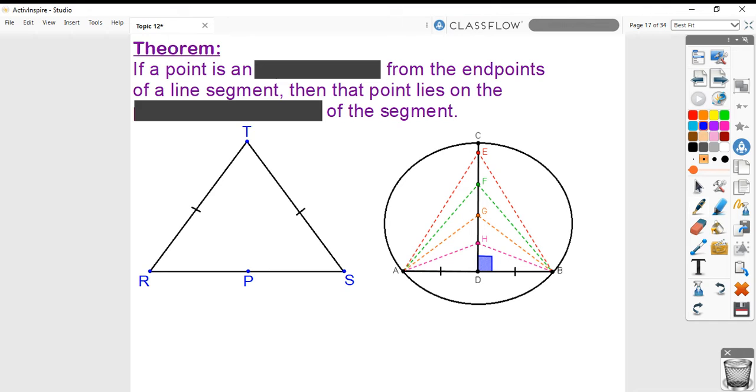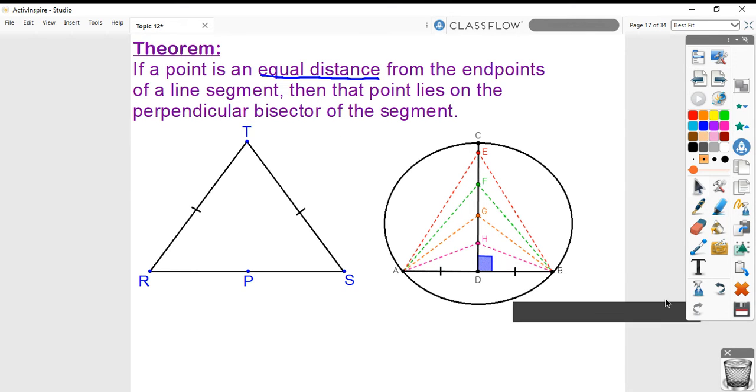Our next theorem says that if a point is an equal distance, first thing to fill in, an equal distance from the endpoints of a line segment, then that point lies on the perpendicular bisector. That's the other one to fill in. Perpendicular bisector of the segment. Okay, so let's talk about what that means.